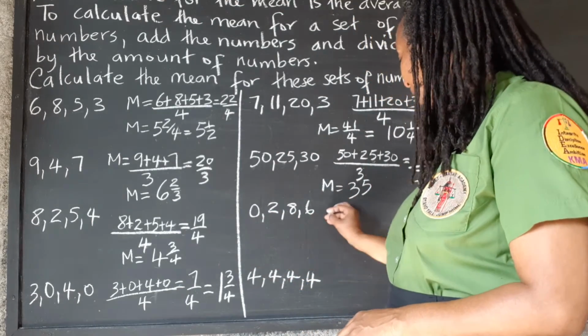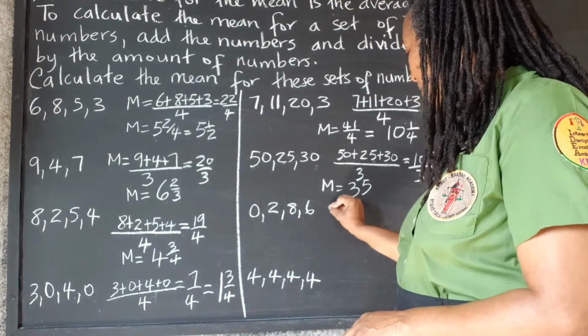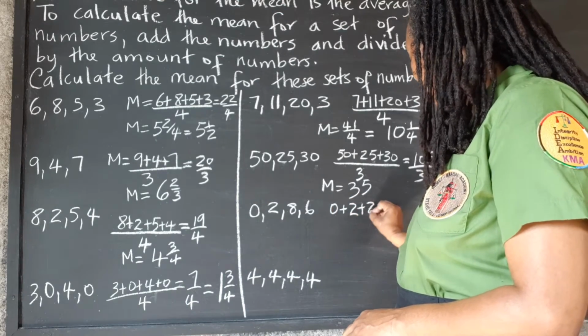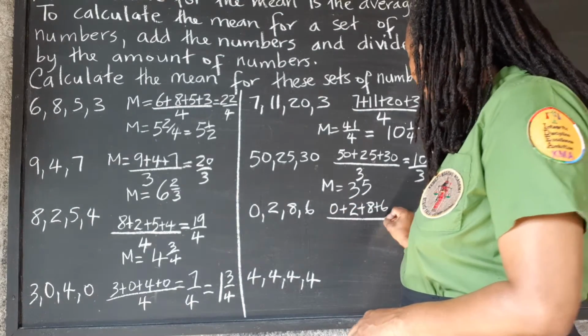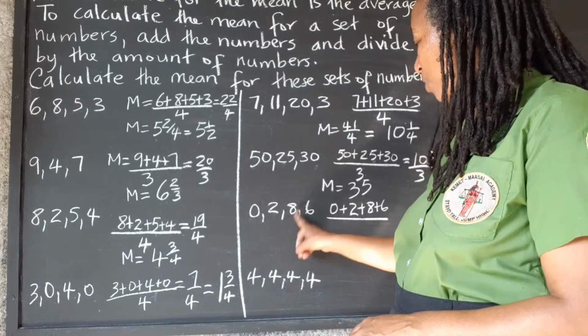So let's add again. We have 0 plus 2 plus 8 plus 6, all divided by 1, 2, 3, 4 numbers.